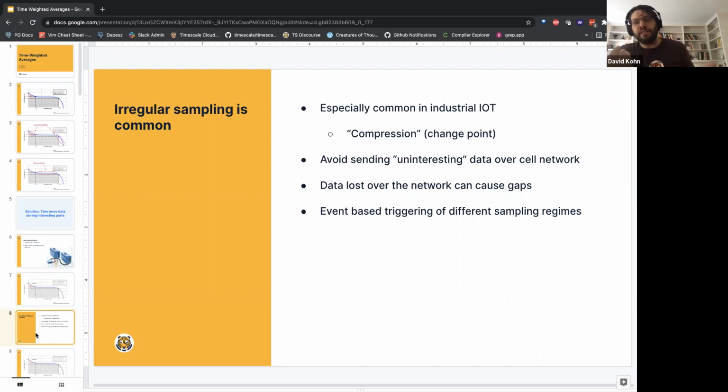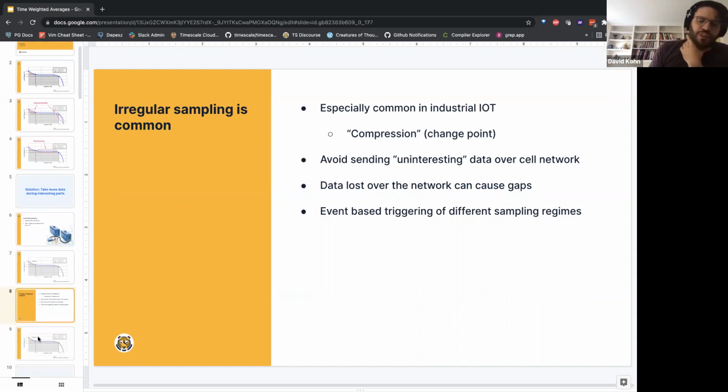So you can get significant savings by only sending more data when you have something really interesting to send. Sometimes there's data loss in the network, especially in those remote locations. And then there are other cases where we have event-based triggering of different sampling rates. That might be something like a home security system, where you have sensors that are relatively low power. You want the battery to last for years. And so you only trigger such and such sensor to start taking more data when a motion sensor triggers or when something else happens.